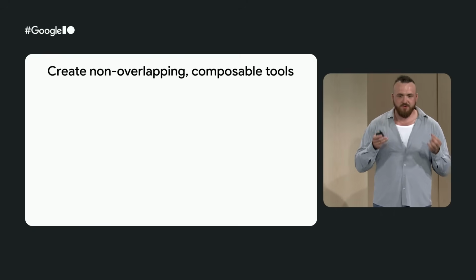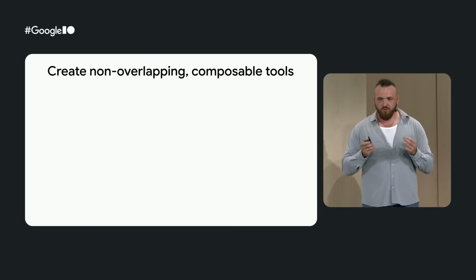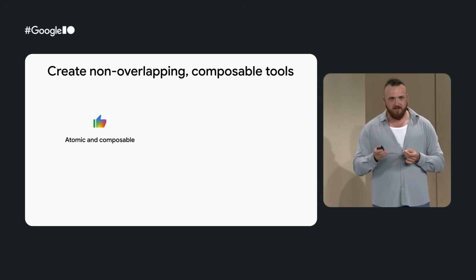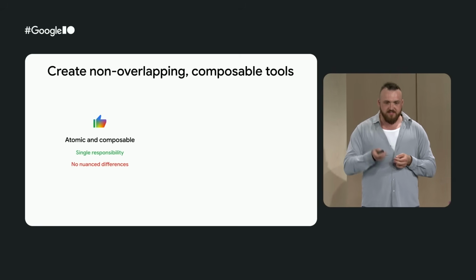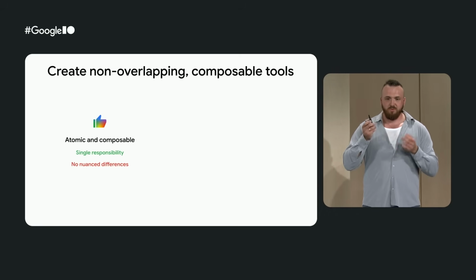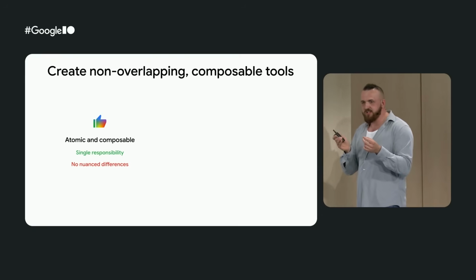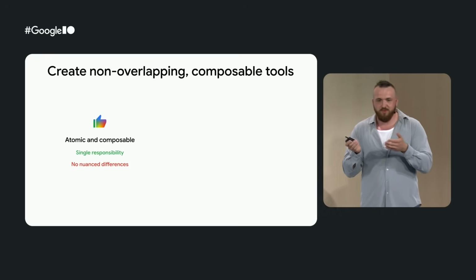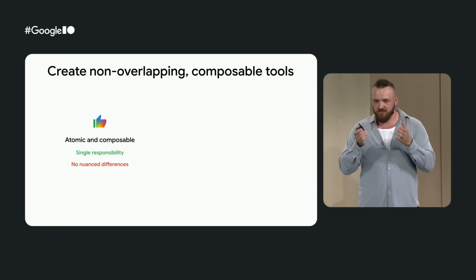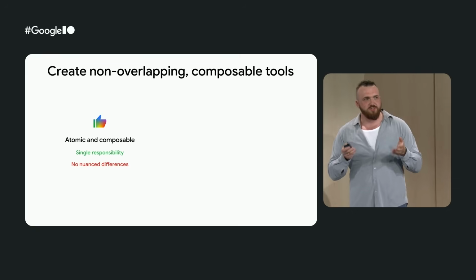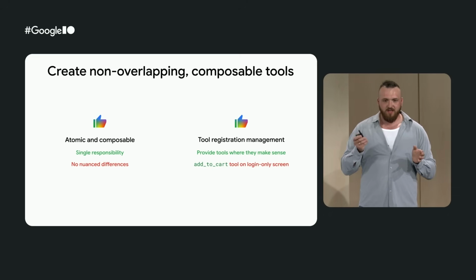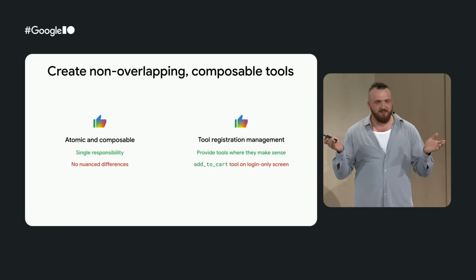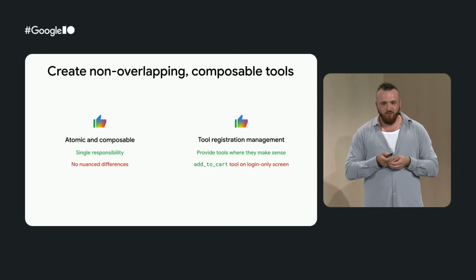And last but not least, create non-overlapping composable tools. Tools should be atomic and composable. Each tool should have a single responsibility. Avoid similar tools with nuanced differences. When two tools are very similar, you can actually combine them into a single tool with some input parameter that can control them, right? The tool registration management: provide tools where they make sense. We did touch on this before. On a login page, it doesn't make sense to have an add to cart tool.